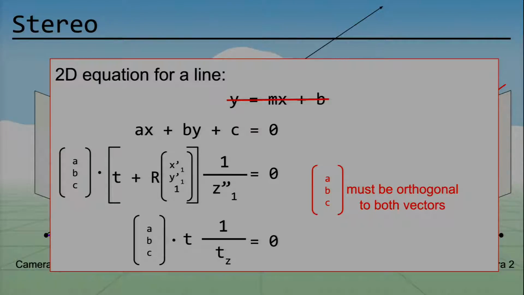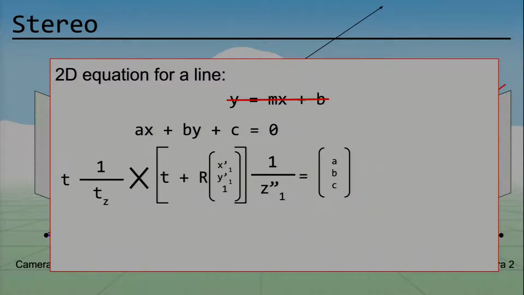So what he just said is if we want to know what ABC is, since it has to be orthogonal to this point and to this point, we can just take the cross product of the 2 points, and that should give us our ABC. So all we have to do is take this, our epipole, our camera origin projected into camera frame 2, and our image coordinate projected onto camera frame 2, and we cross product them, and we get the equation for our line.